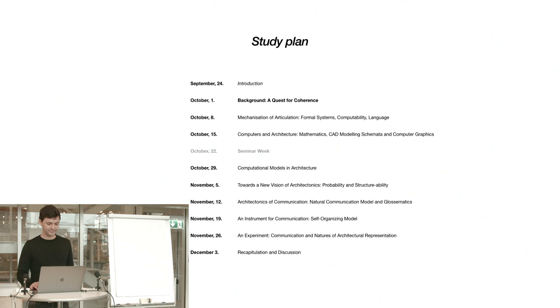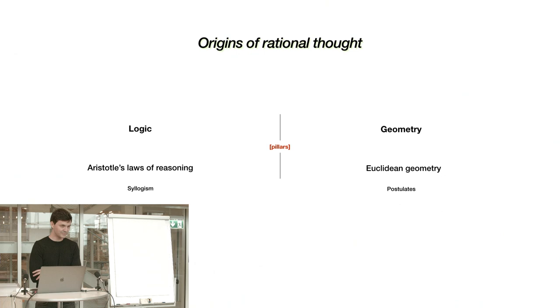So I want to start very, very early. It's not that I'm now making you a grand scheme of things, starting from dinosaurs and then developing to today. But I would like to start on some very basic ideas that are important for us today. I call it origins of rational thought, or how we rationalize the world around us.